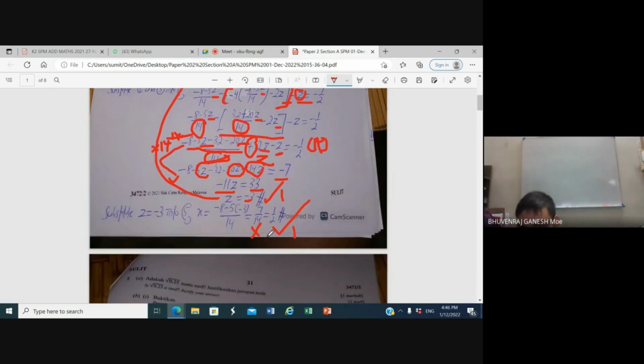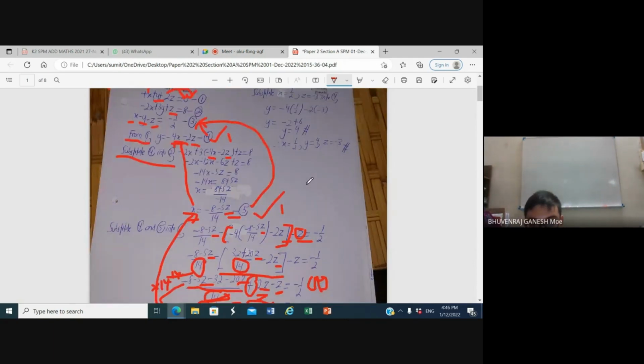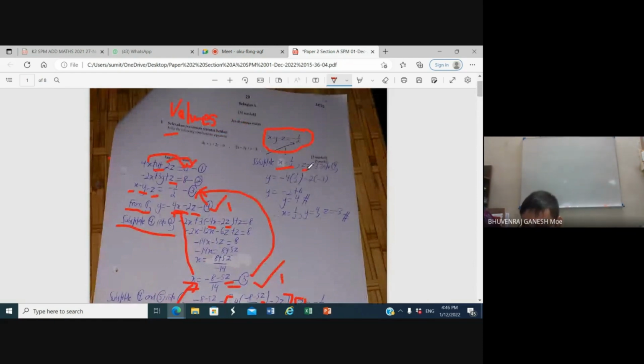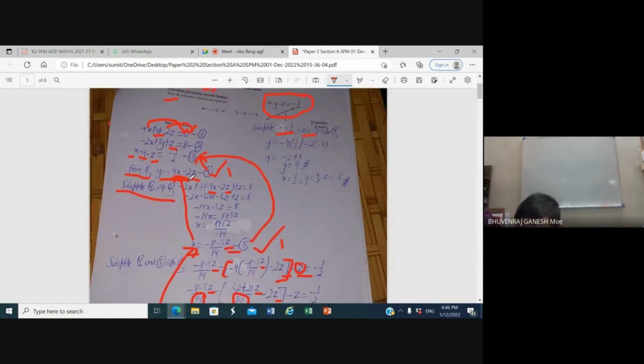So after this, you get already x is half. So when you get x is half already, Z also you got already negative 3. So you will finally put it inside here. So y equals, you can put it anywhere you want. Since we express y here, we can put it over here, which is negative 4, and then x value is half minus 2, z value is negative 3. So when you simplify, negative 2 plus 6, y is 4. This is your third mark.